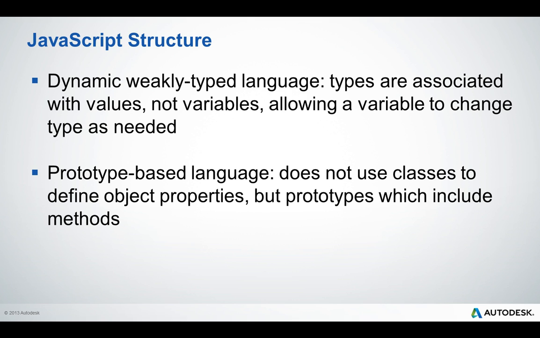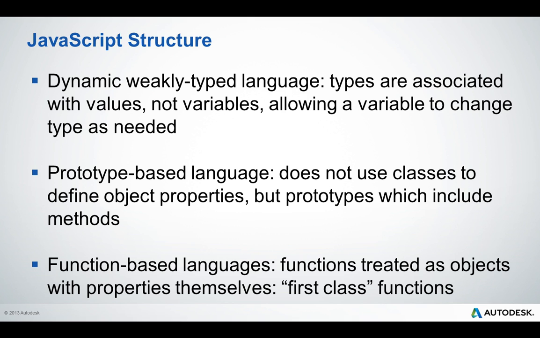include methods. And finally, it's a function-based language. So the functions are treated as objects with properties themselves. It means that, for example, functions can take other functions as arguments or return functions as values.